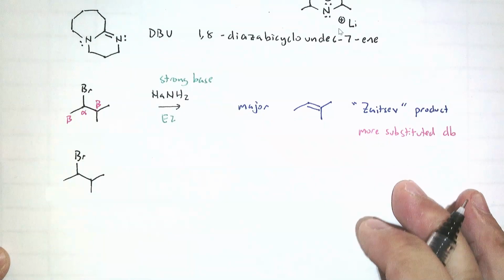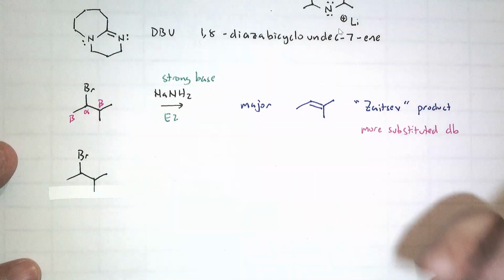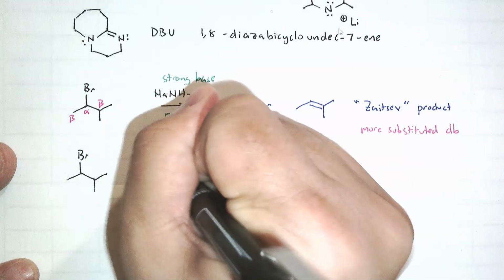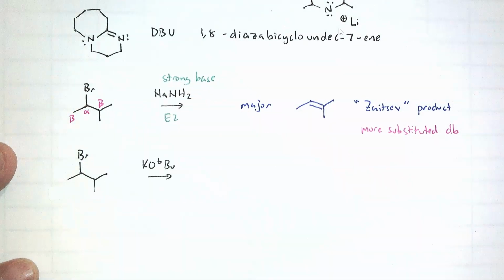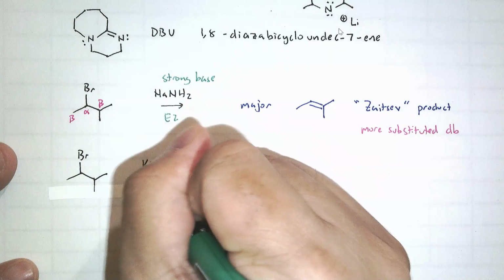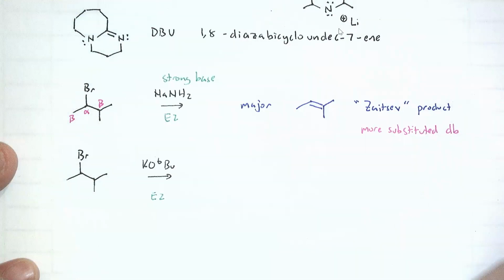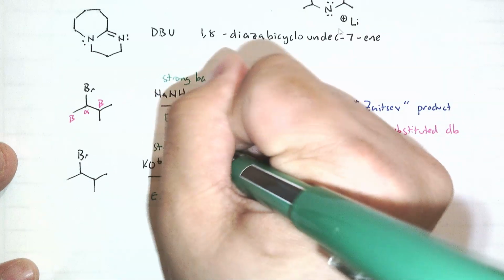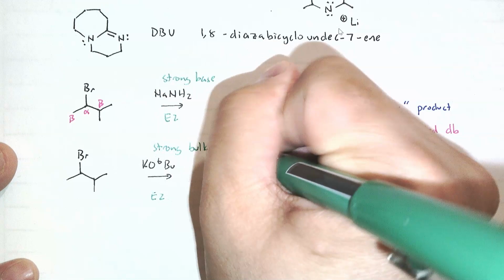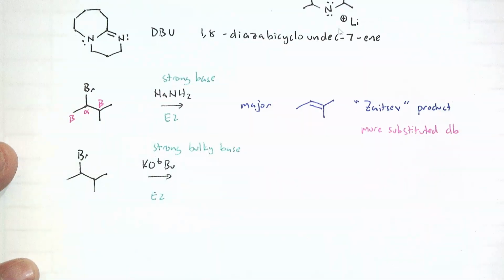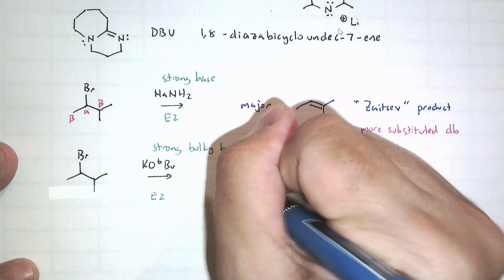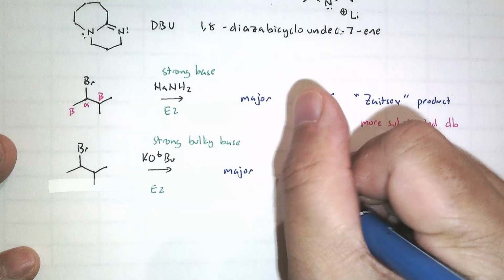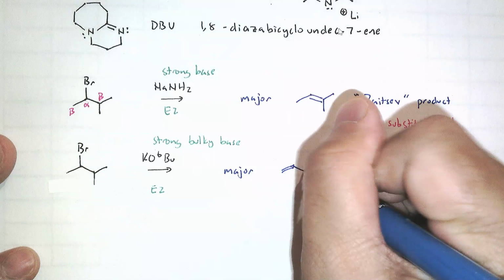Same alkyl halide, and now let's use one of our bulky bases. The one that's most popular is potassium tert-butoxide. It is still E2. It is still a strong base, but now this is a strong, bulky, crowded base. Look what happens to the major product. The major product is not this anymore. We have to form the double bond on the less crowded side.